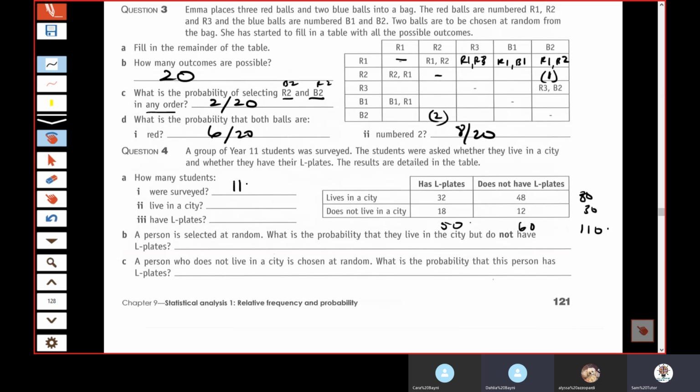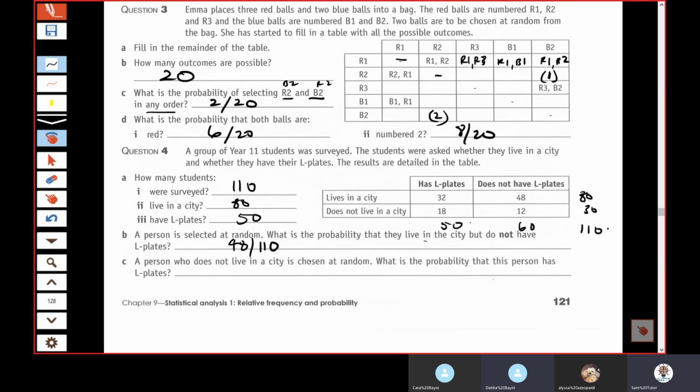Okay. How many students were surveyed? We said 110. How many students live in a city? 80. How many have L plates? 50. A person is selected at random. What is the probability that they live in the city but do not have L plates? They live in the city, but do not have 48. 48 out of 80. 80 out of 110.